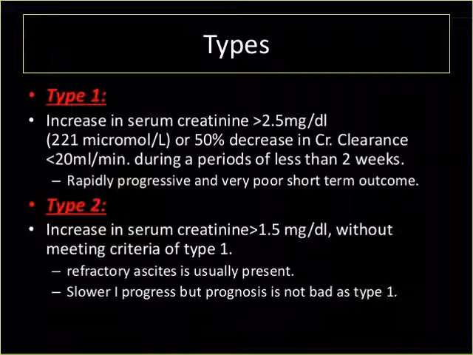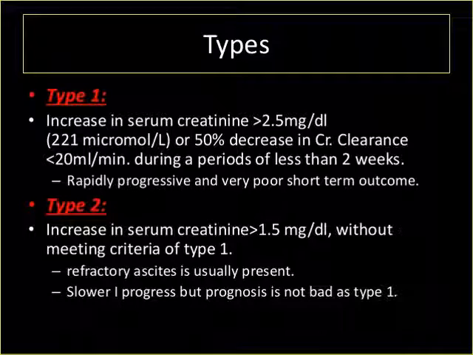What are the types of hepatorenal syndrome? We should differentiate between two types, type 1 and type 2. Type 1, there is increase in serum creatinine more than 2.5 milligram per deciliter, or 50% decrease in creatinine clearance, less than 20 milli per minute during a period of less than 2 weeks. So the deterioration happens in a period less than 2 weeks, rapidly progressive with very poor short-term outcome.